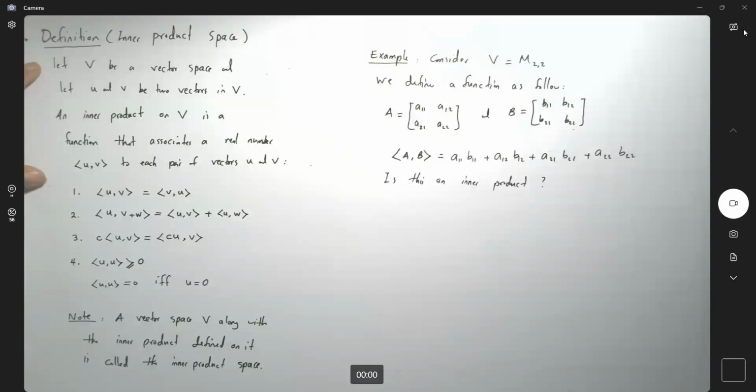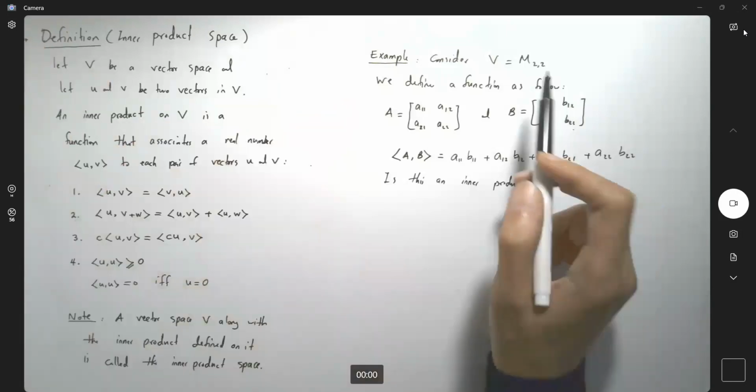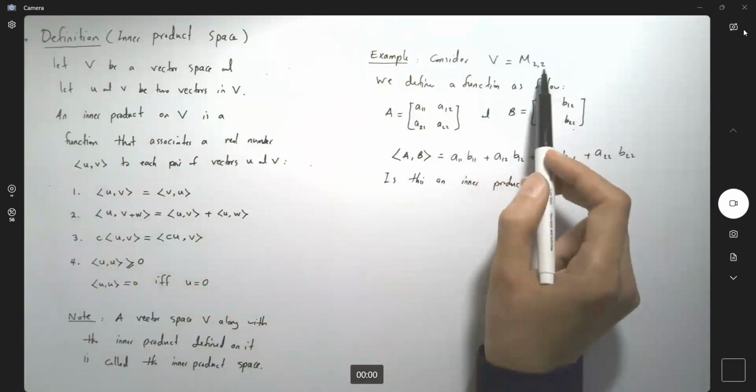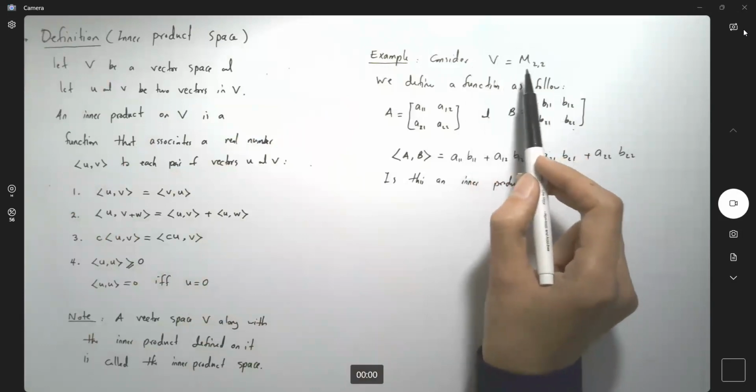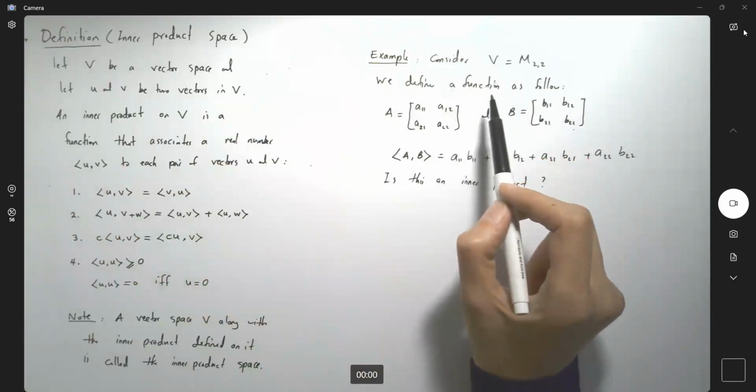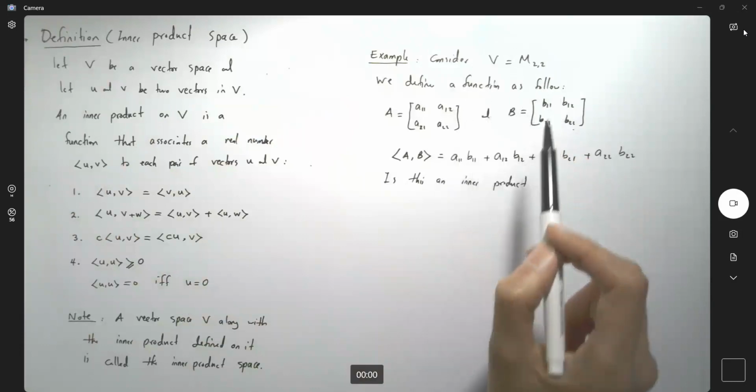So we defined an inner product space. We went over a couple of examples. Now we are moving on to a new vector space, the vector space of all 2 by 2 matrices. We're going to define a function as follows.